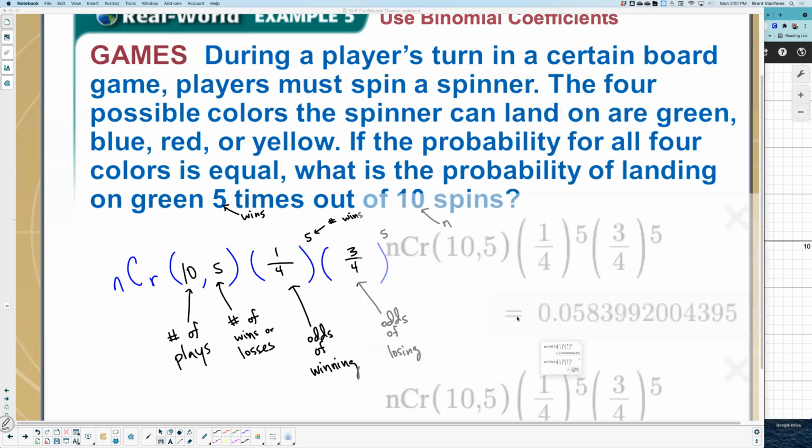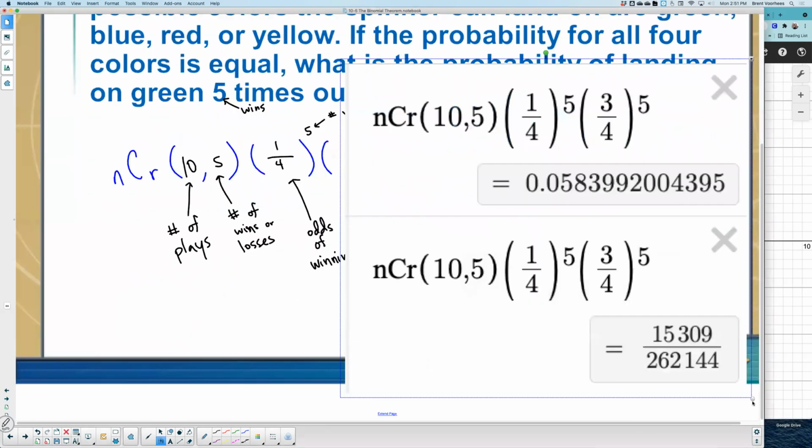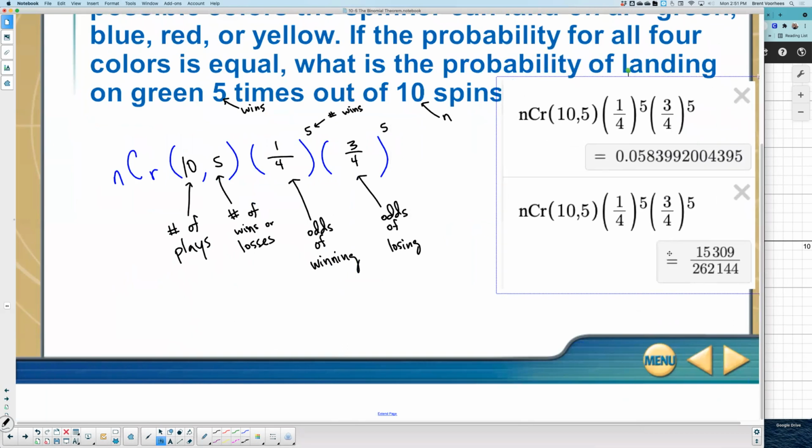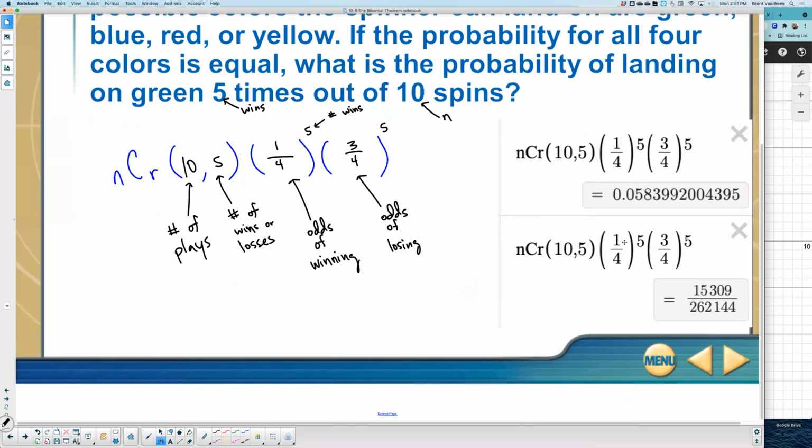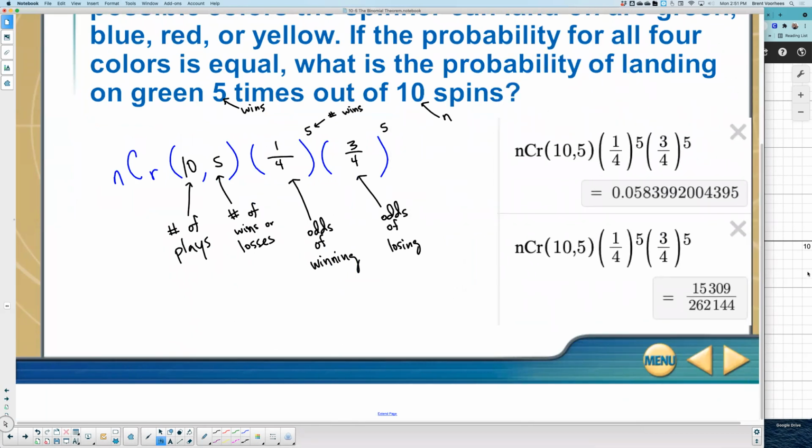Approximately 6% chance of hitting green 5 out of 10 times. So I'm going to say approximately a 6% chance of hitting green, of landing green, 5 out of 10 times.